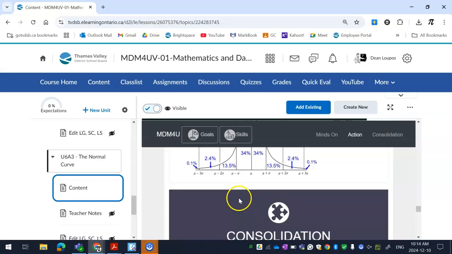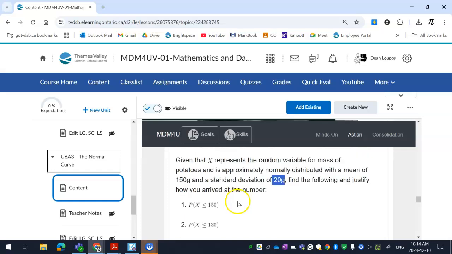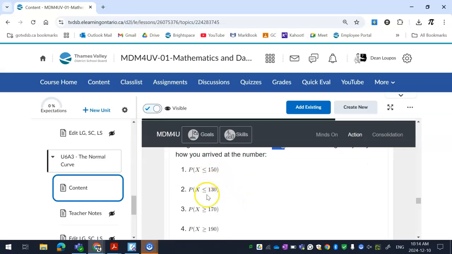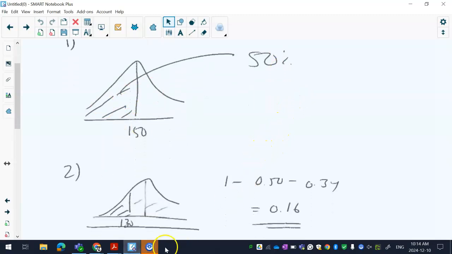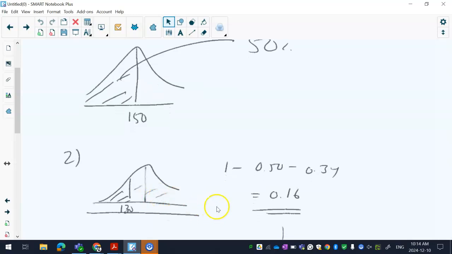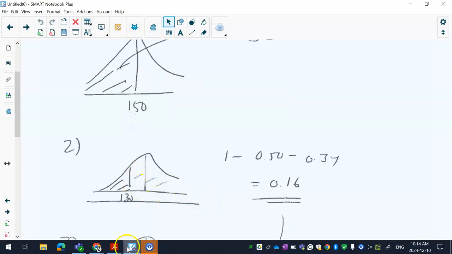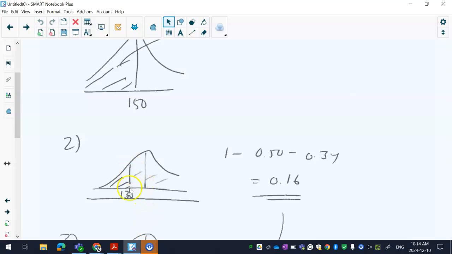Where'd it go? Right here. So first question is the probability that less than 150 is here, that's 50%. The next one says, what's the probability that you're less than 130? So if I look at this, less than 130 is on this side here. That's 1 standard deviation over.